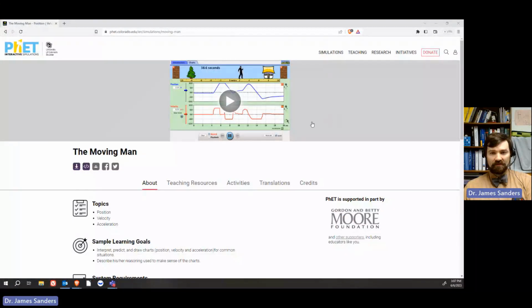And what I'm going to do here is go ahead and share my screen. What we're going to look at is this PhET simulation called the Moving Man. This is put together by the team at the University of Colorado Boulder. These are nice interactive physics simulations. You can see the web address up here to get there if you want to do this yourself.